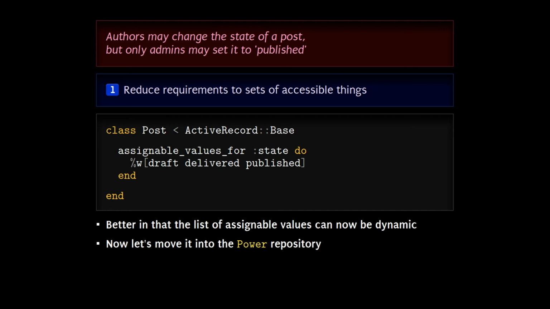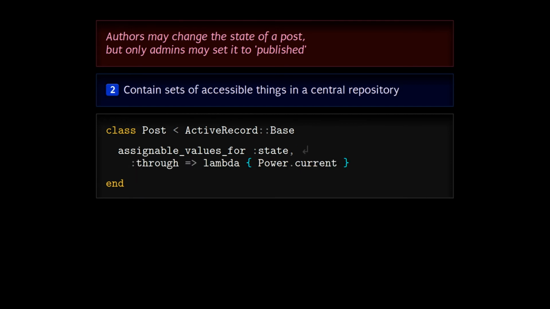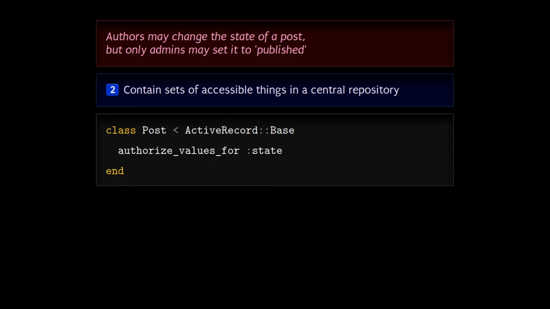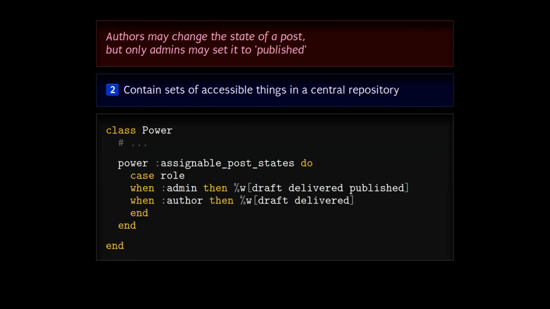So it has a block like assignable_values for state do, and everything between the do and end is just evaluated at runtime, so I can just write Ruby into it. So the values that I return can be dynamic. But I don't want it in the model, so I'll move it into my power again. So I can tell the assignable_values gem that the list of what is accessible is just somewhere else. I can point it to my power by using this through option. And yeah, because we write this a lot, there's also this shortcut that we like to use, but it's the same. Then in my power, I have this method that is called assignable post states, and I just put all my authorization logic in there. So I make a case statement on role and make sure the method returns the right things for the right roles.